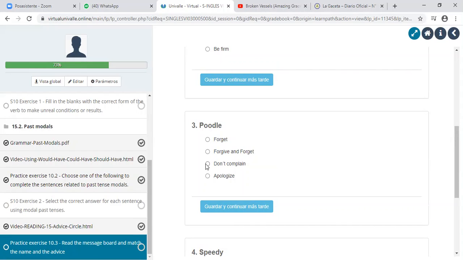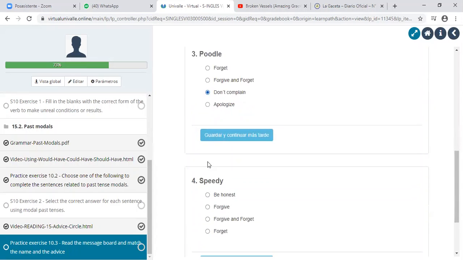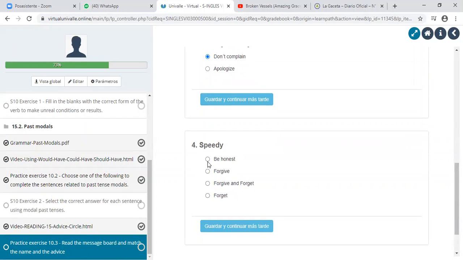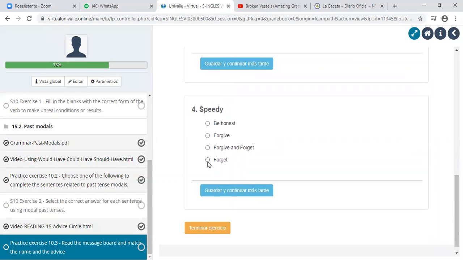I would say don't complain. Okay. Probably you haven't had the chance to read the advice. And number 4 is speedy. Be honest, forgive, and forget. I will say be honest.